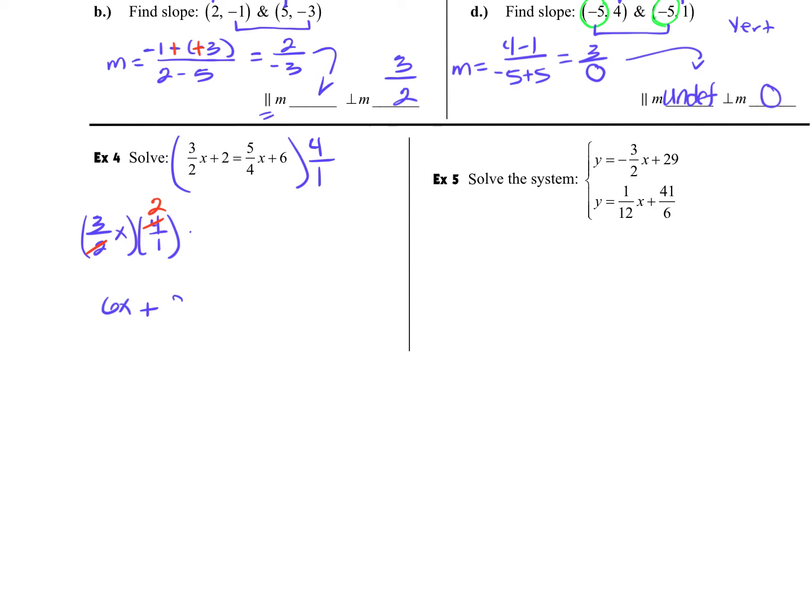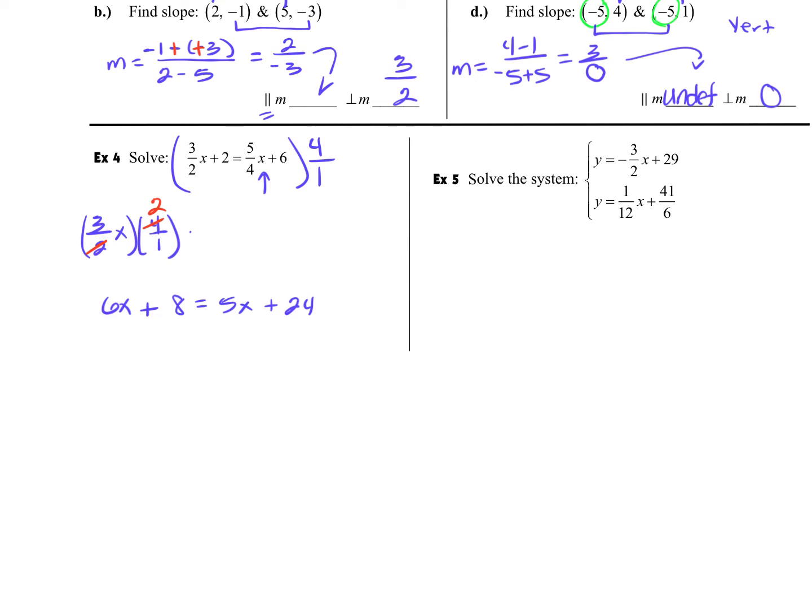Now, when I distribute my 4 to here, of course, that's going to give me 2 times 4, or 8. When I distribute my 4 here, these 4's will cancel, and I'll just get a 5. And of course, it was an x, so 5x. And then I'm going to distribute my 4 again, and that's going to get me a 24.